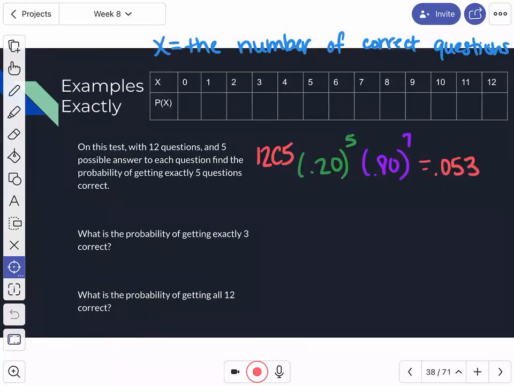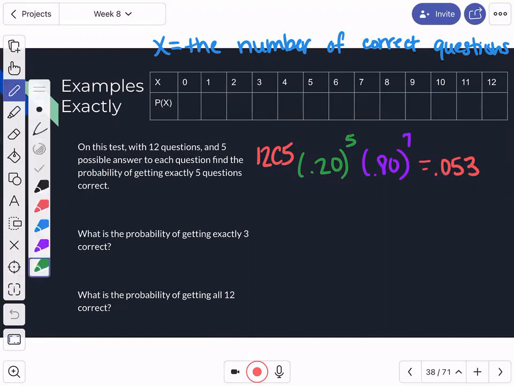We're not going to do this by hand, but you need to know where the formula is coming from. You may also see it written like this, by the way. This also means 12C5. They mean the same thing. But it's equal to 0.053. I'm going to show you how to use Excel to calculate this now, because the combination part is the part that really messes me up. So go into Excel.